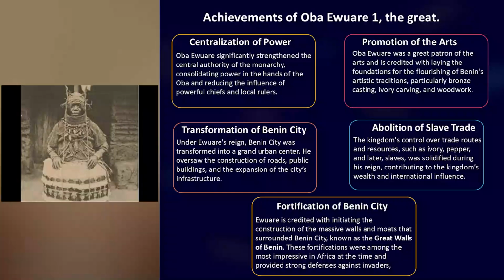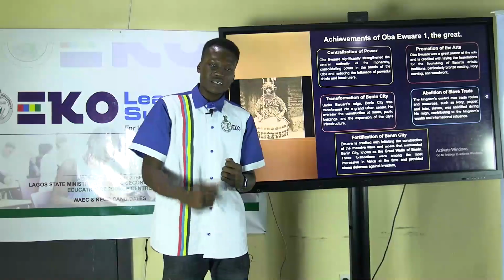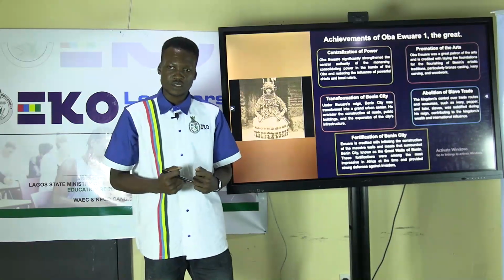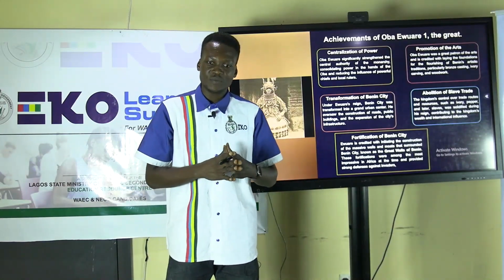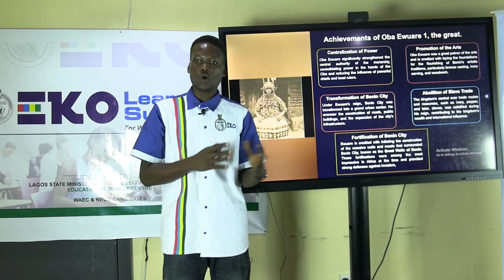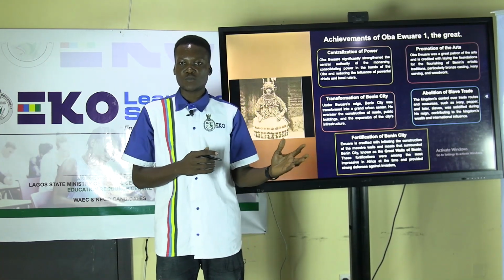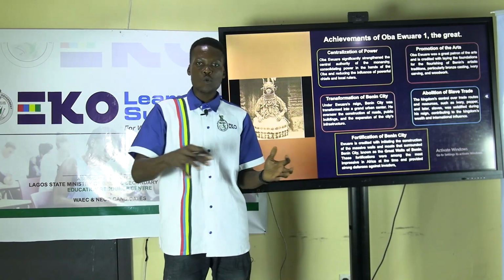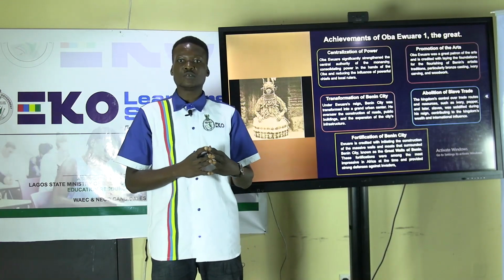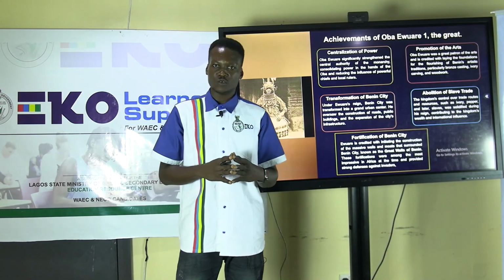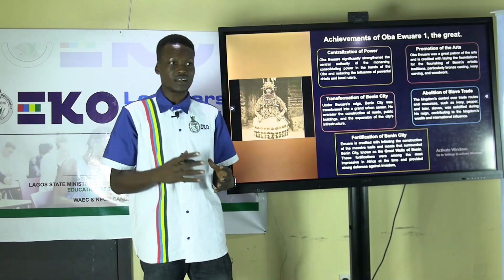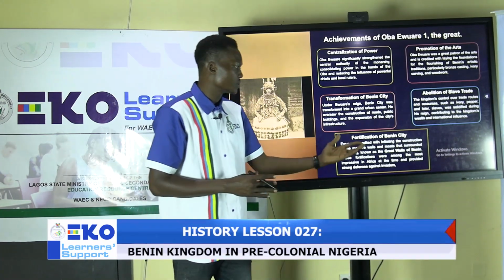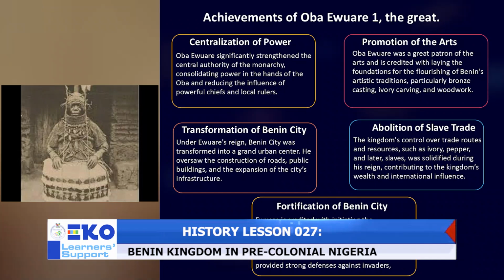Also, abolition of slave trade. Oba Ewuare the Great was part of the key abolitionists when Nigeria was being called upon. The Oba ensured that there was quick abolition of slave trade in the Benin Kingdom after it was declared illegal. Then also fortification of Benin City.